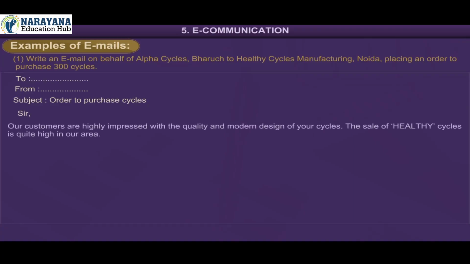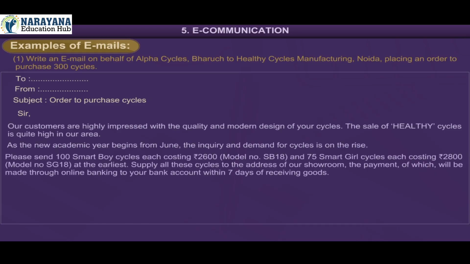Sir, our customers are highly impressed with the quality and modern design of your cycles. The sale of Healthy Cycles is quite high in our area. As the new academic year begins from June, the inquiry and demand for cycles is on the rise. Please send 100 Smart Boy cycles, each costing Rs 2,600, model number SB18, and 75 Smart Girl cycles, each costing Rs 2,800, model number SG18 at the earliest.